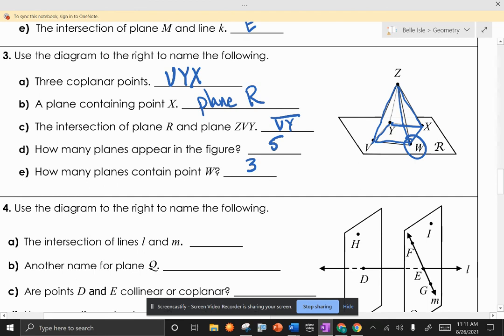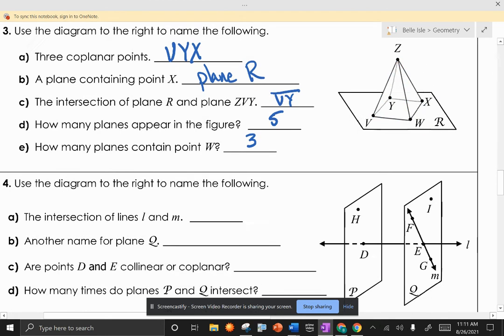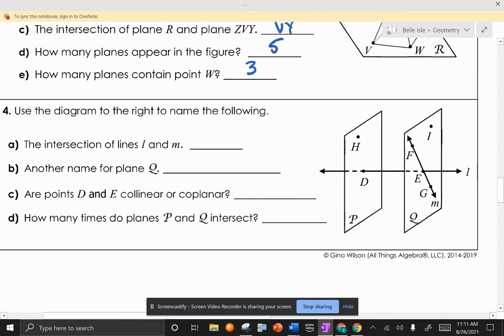Okay, so let's look at this last one. Use the diagram to the right to name the following. I'll give you just a little bit of a head start, and then I'll put these up there. So this is a lowercase l. That's an L. This is a capital I.